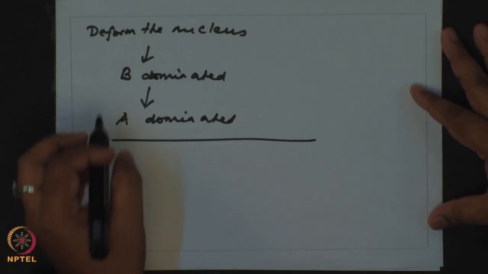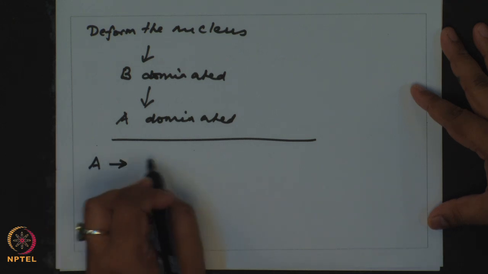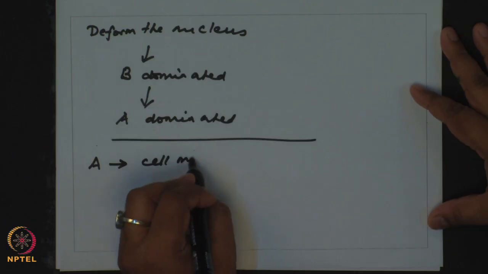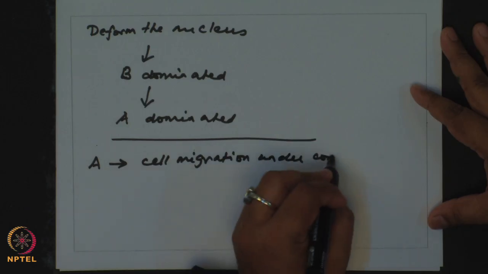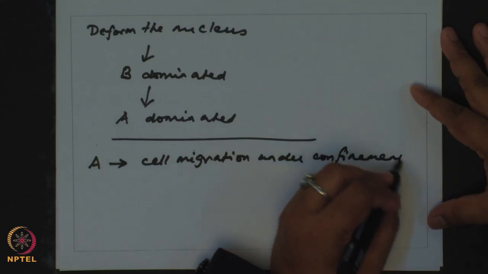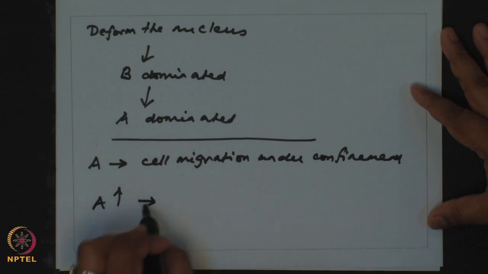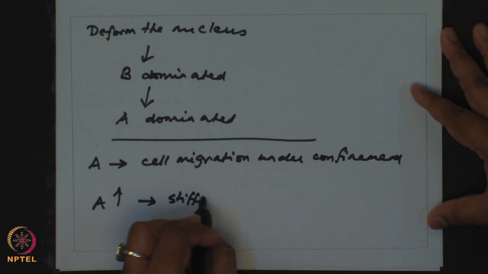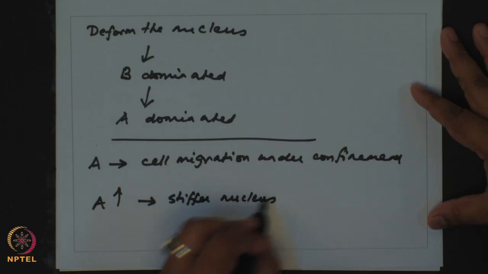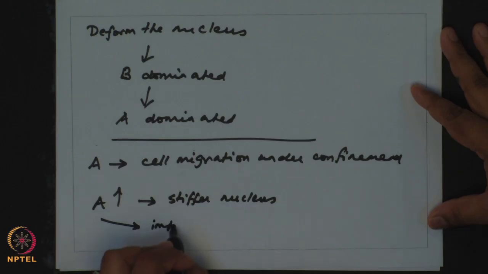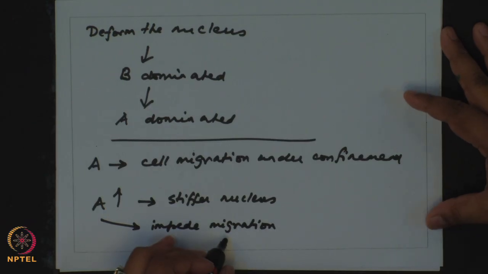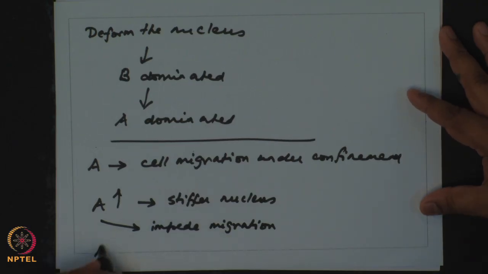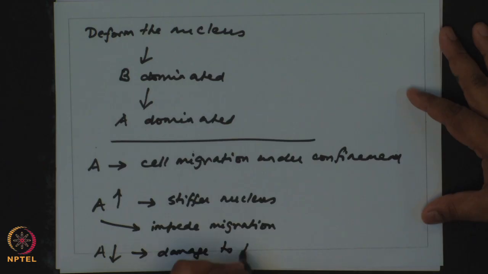The second part was the importance of A in dictating cell motility or cell migration under confinement. Since high levels of A lead to a stiffer nucleus, high levels of A actually impede migration. By migration I mean confined migration. But if you have A too low, then you might have damage to the nucleus.